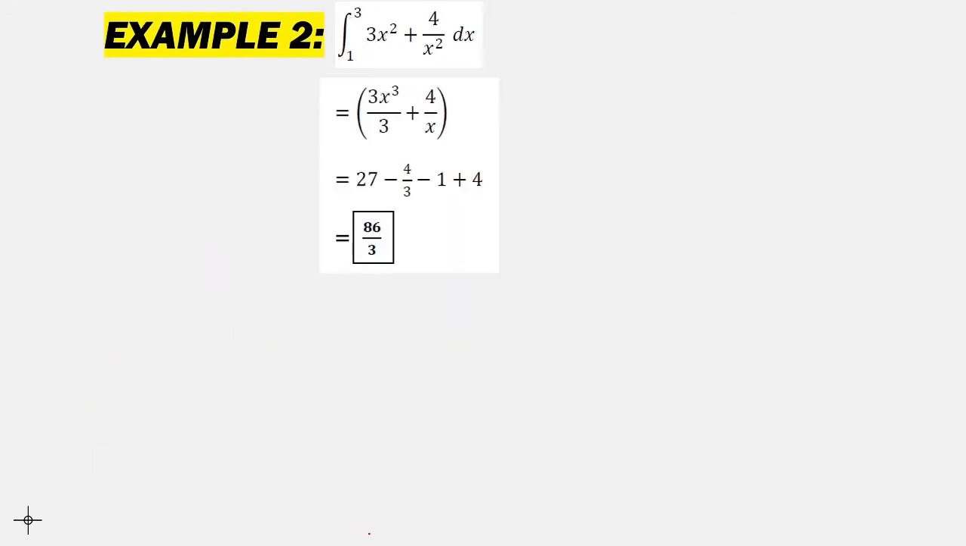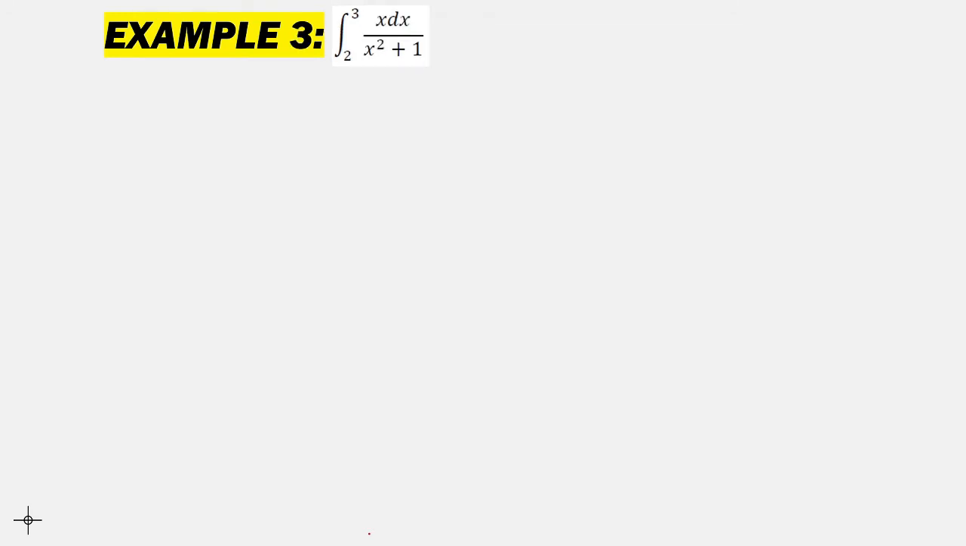Alright, now let's proceed with, okay, our answer is correct. So for number 3, again, same rule, same process. The function x dx over x squared plus 1, its integral from the limits 2 to 3. So higher limit or upper limit minus lower limit, still the same. Let's integrate first x dx over x squared plus 1.